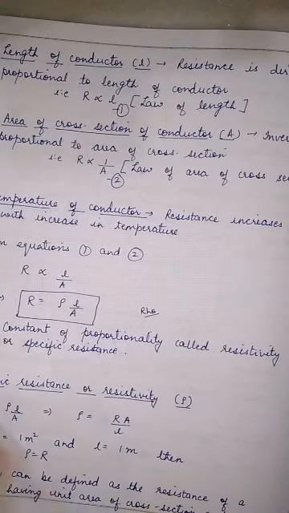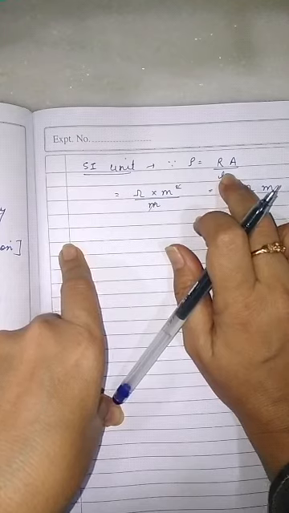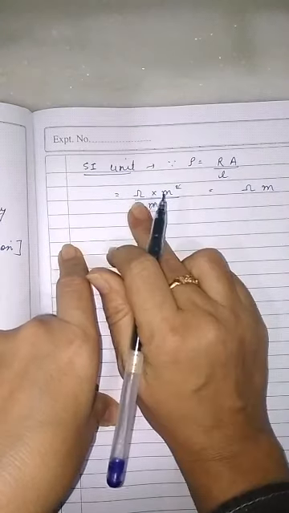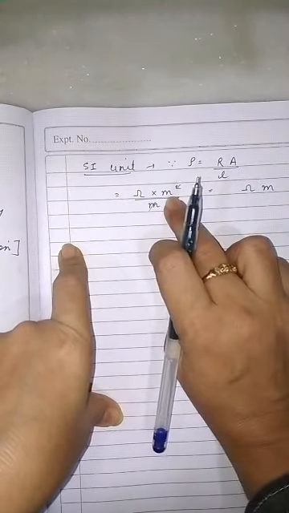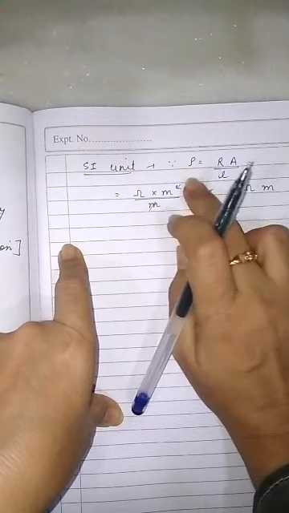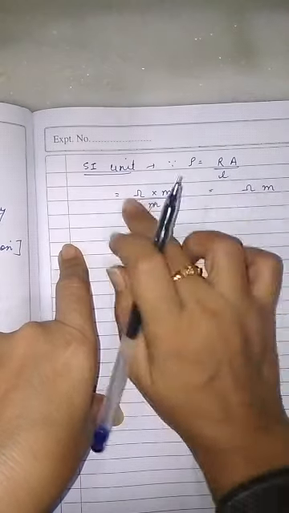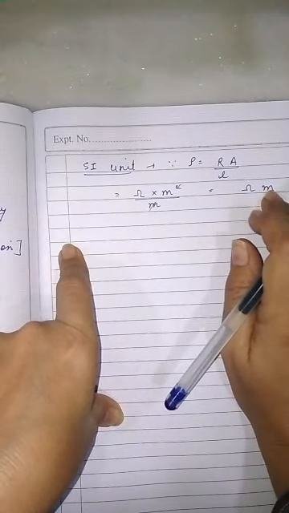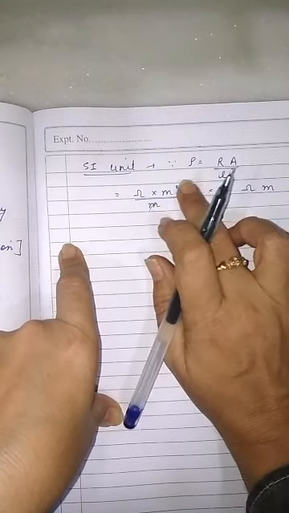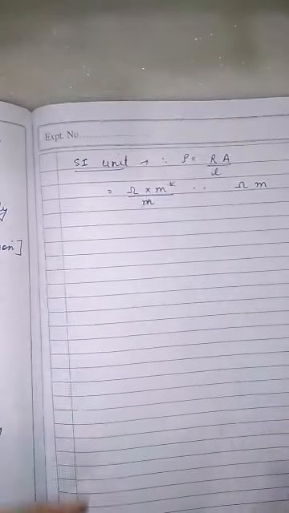Now we'll find out the SI unit of resistivity. From the formula we know that rho is equal to RA by L. Now the SI unit of R is ohm, area is in meter square, and length in meter. One meter from above and one meter from below cancel out, then we have ohm meter. So the SI unit of resistivity is ohm meter.